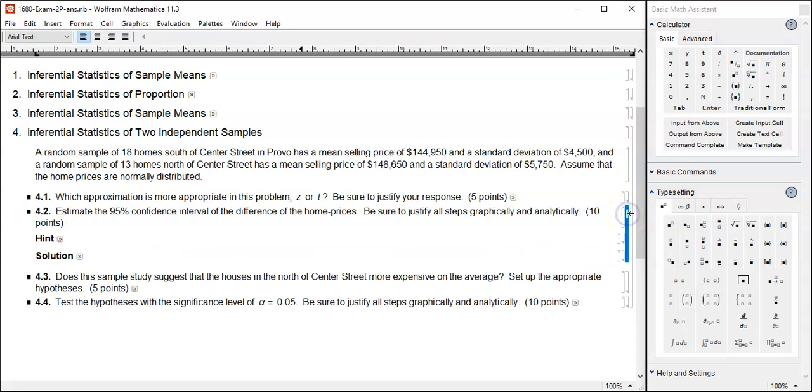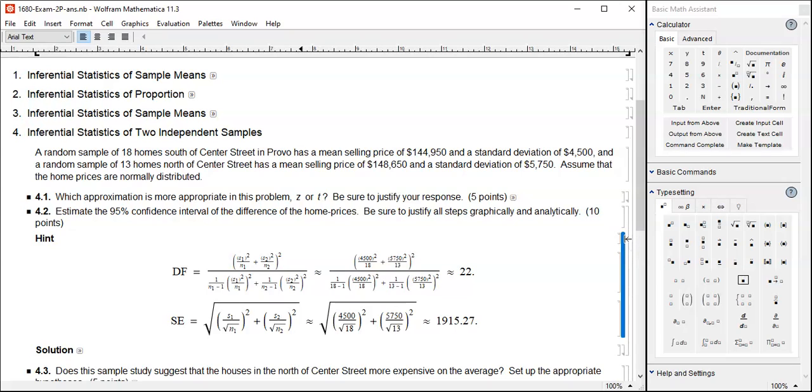Okay, let's go to the next problem. Let's go to the 95% confidence interval. Here's a hint, by the way. Use the degree of freedom of 22 and the standard error of this number. And we have some magic formula here that presents this degree of freedom. And I'm not going to talk about why. In the end, the degree of freedom turns out to be 22. That saves us time, so let's use it.